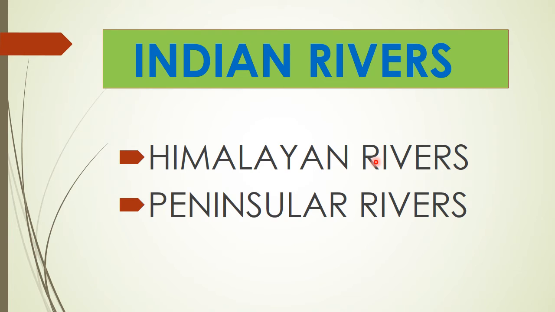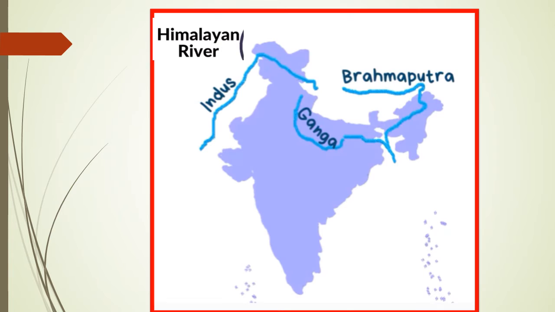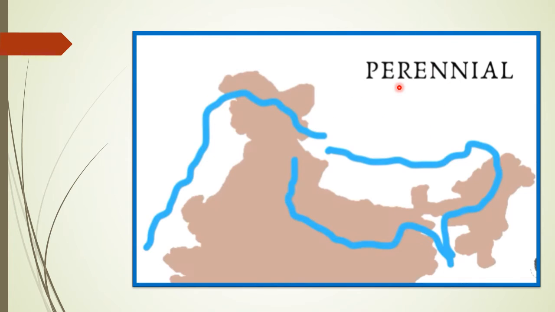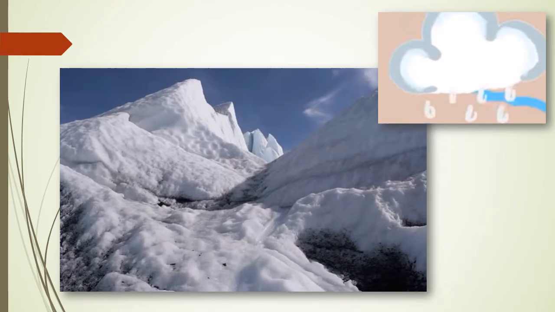The Indian rivers are divided into two major groups, that is the Himalayan rivers and the peninsular rivers. Now the main Himalayan rivers are Indus River, Ganga, and the third is Brahmaputra. Now these Himalayan rivers are perennial rivers, which means they have water throughout the year.